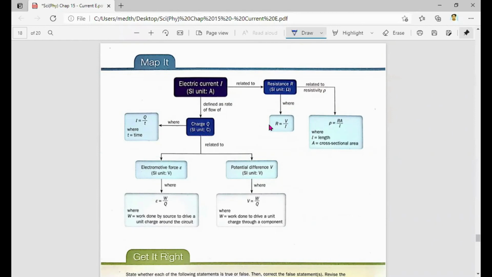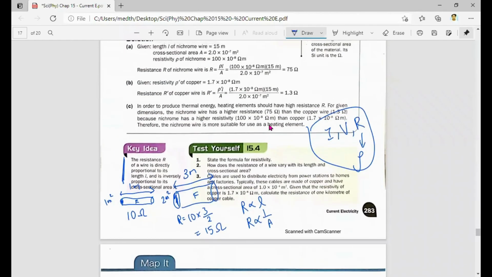So that's all from me today. It's a relatively easy-going chapter because a lot of it is purely based on formulas, and generally current of electricity questions are just substituting the values in using the right formulas.